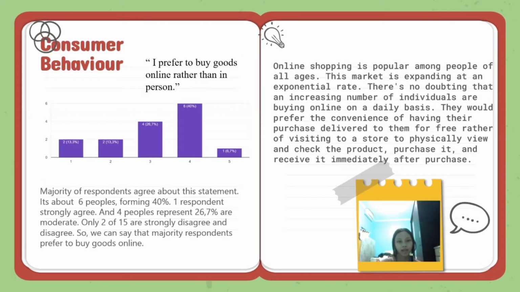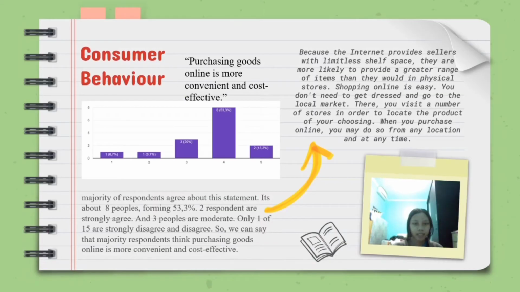The next statement is, I prefer to buy goods online rather than in person. From our research, the majority of respondents agree with this statement. This is because online shopping is popular among people of all ages. This market is expanding at an exponential rate. There's no doubting that an increasing number of individuals are buying online on a daily basis. The next statement, purchasing goods online is more convenient and cost-effective. From our research, the majority of respondents agree with this statement because the internet provides sellers with limitless shelf space. They are more likely to provide a greater range of items than they would in a physical store.